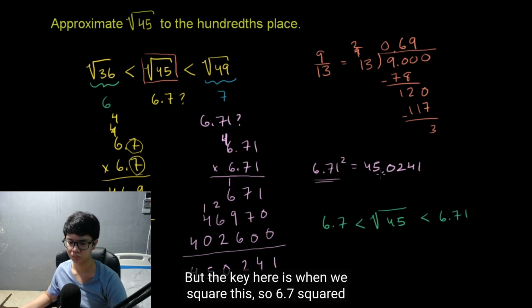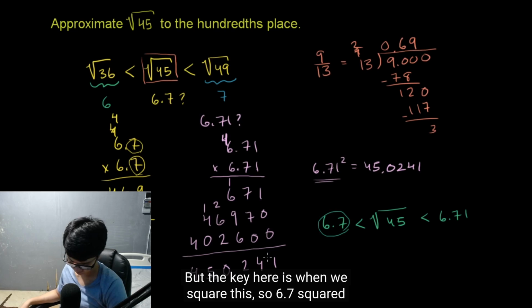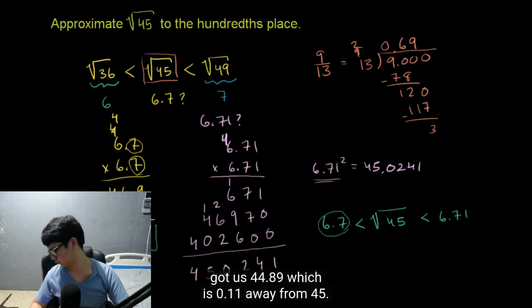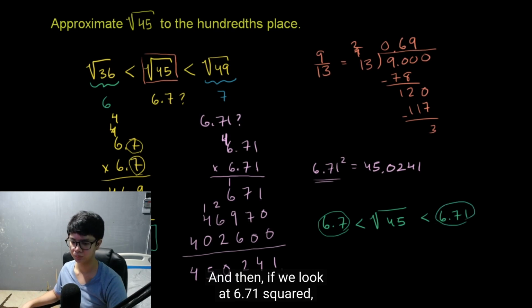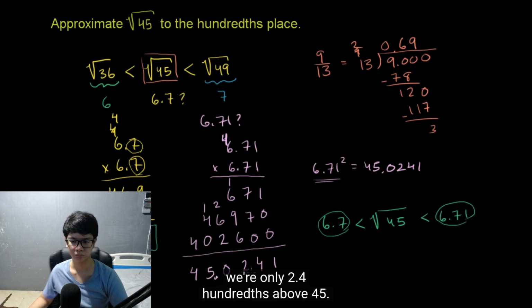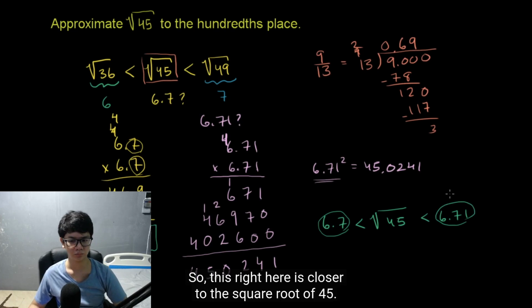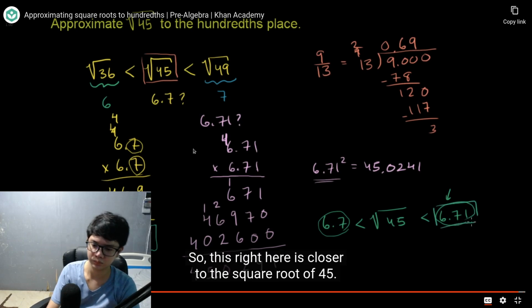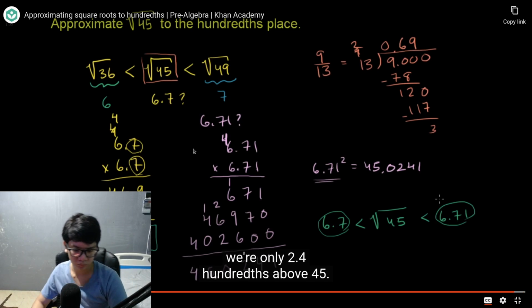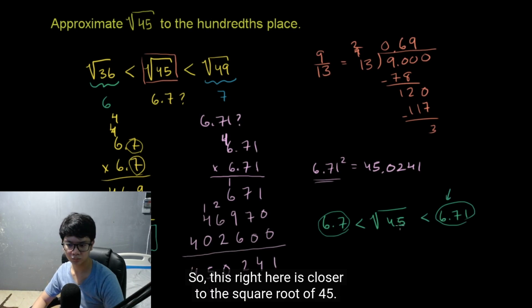But the key here is when we squared this, so 6.7 squared got us 44.89, which is 11 hundredths away from 45. And then if we look at 6.71 squared, we're only 2.4 hundredths above 45. So this right here is closer to the square root of 45.